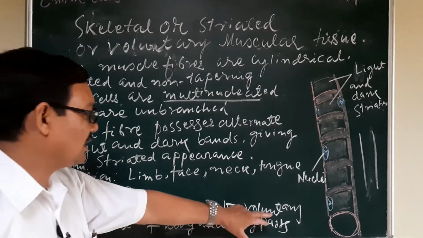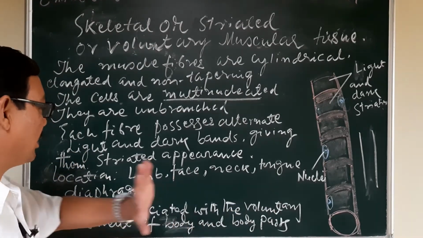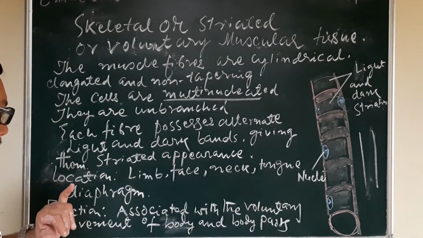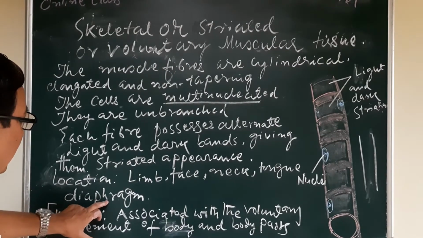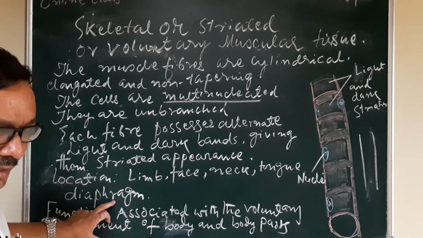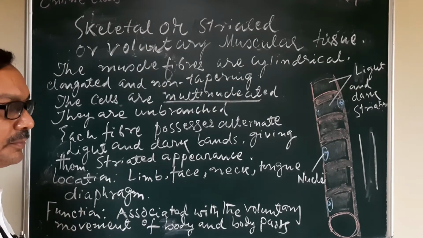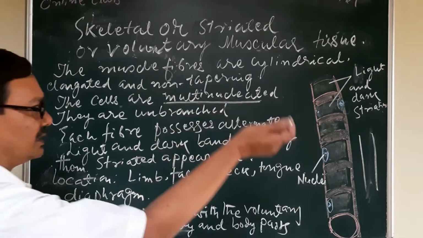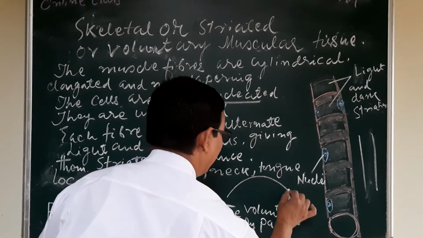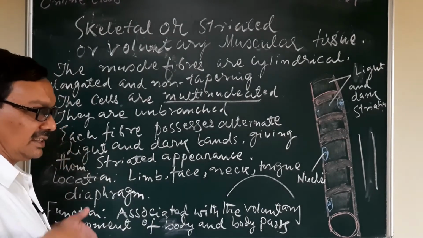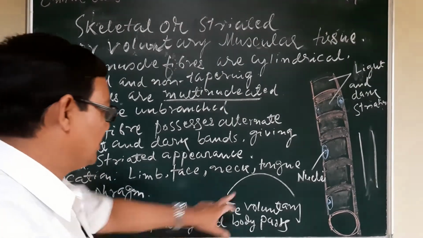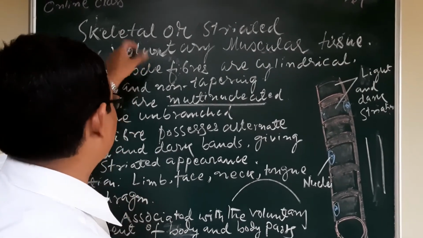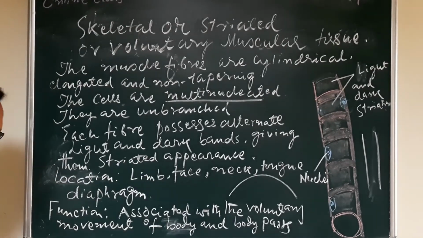Function: associated with the voluntary movement of the body and body parts. The locations are the limb, face, neck, tongue and diaphragm. The diaphragm is the partition between the thoracic cavity and the abdominal cavity, just below the lungs and chest. During our inhalation and exhalation, contraction and relaxation of this diaphragm takes place. That is under our will, and that is why this muscular tissue is also present there.